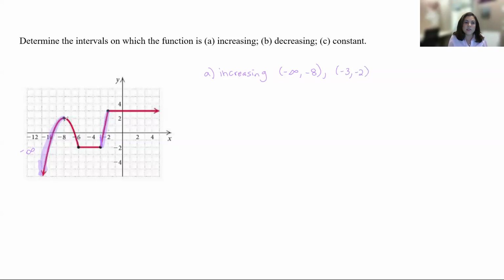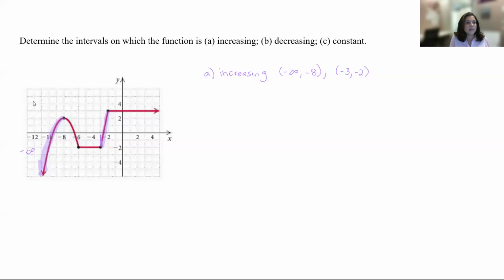Something else I want to remind you is we're not looking at the y values. We're not looking at how high or low this is going. We're describing from left to right. When is this behavior happening? When are the function values increasing from left to right? And so that's when our graph is increasing.